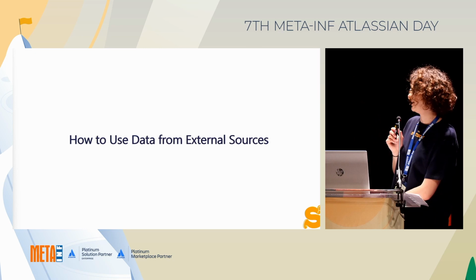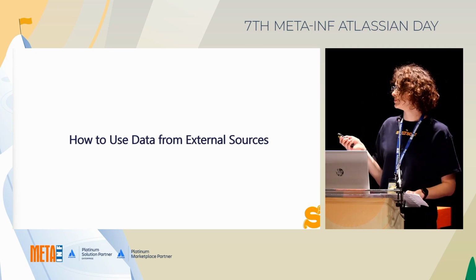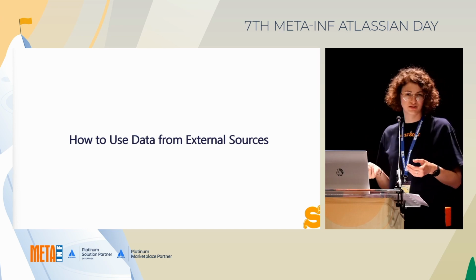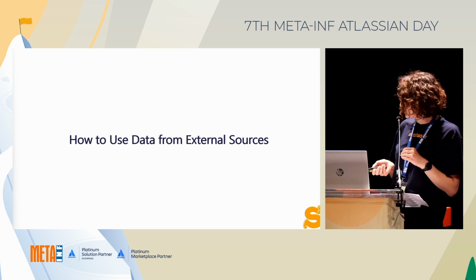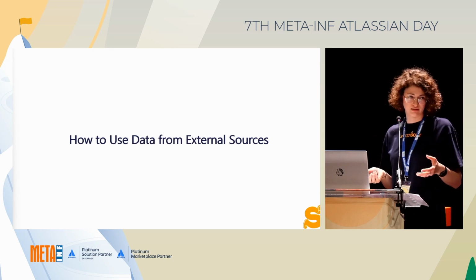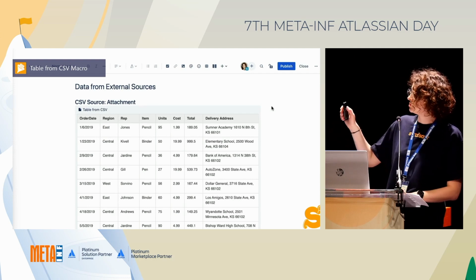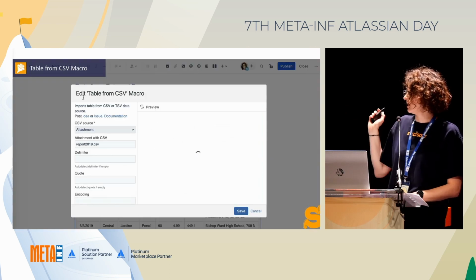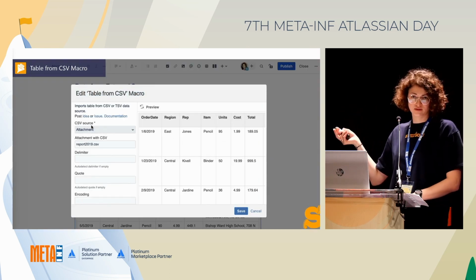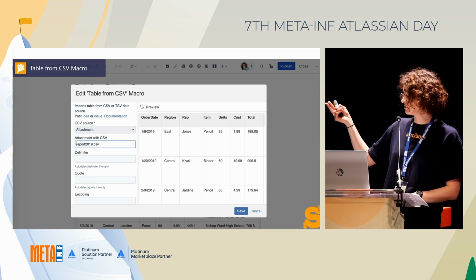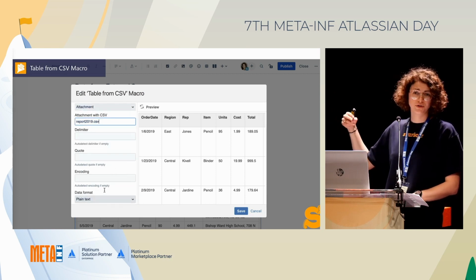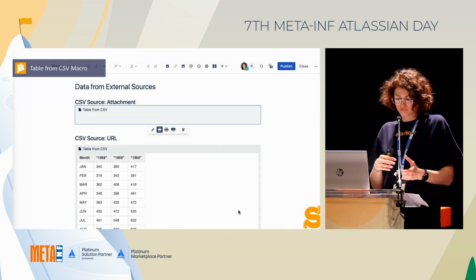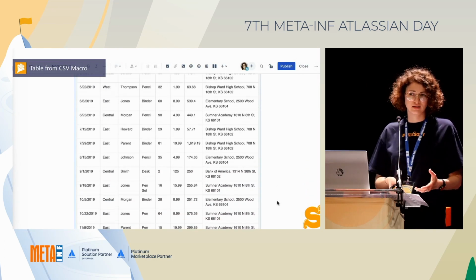Okay, but I'd also like to tell you about an alternative way of outputting tables in Confluence, especially if you have some external sources of data. We have two macros for this, table from CSV and table from JSON macros. There are two options in both of these macros. You can attach a file in the corresponding format, or you can specify the URL and receive fresh, updated data from your external source.